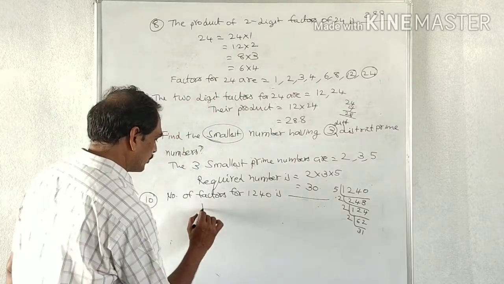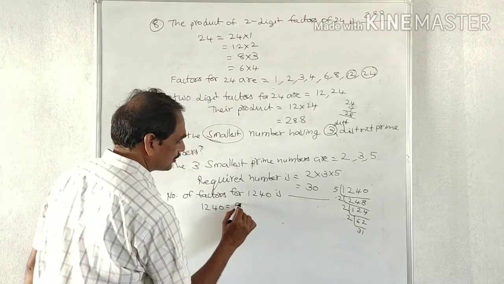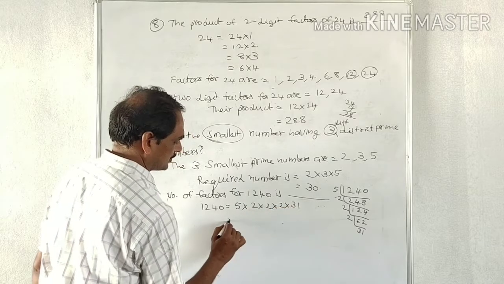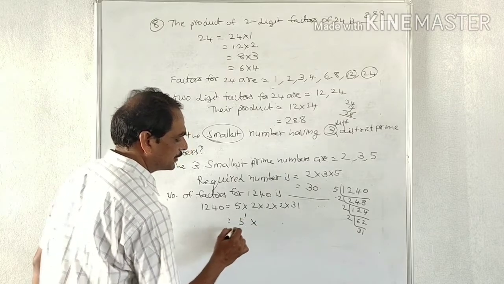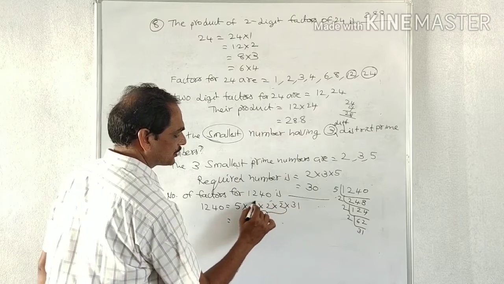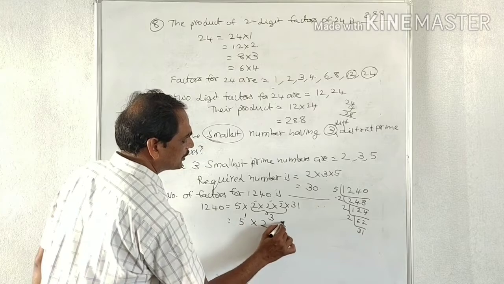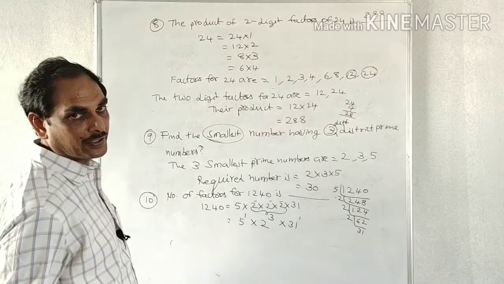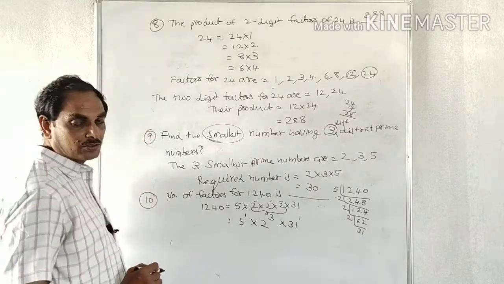Now we write 1240 equal to 5 into 2 into 2 into 2 into 31. The number of 5s in the product is 1, so we write 5 power 1. The number of 2s in this product is 3, so the product of 2 three times can be written as 2 power 3, into 31, which is only 1 time, so we write the exponent as 1. So this is the process to write 1240.